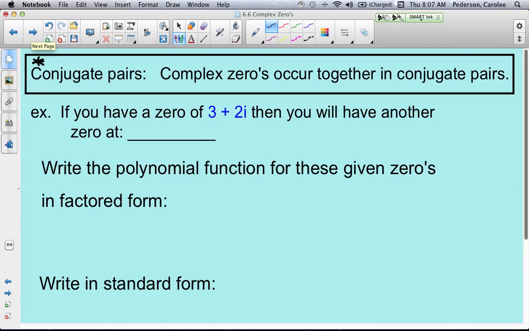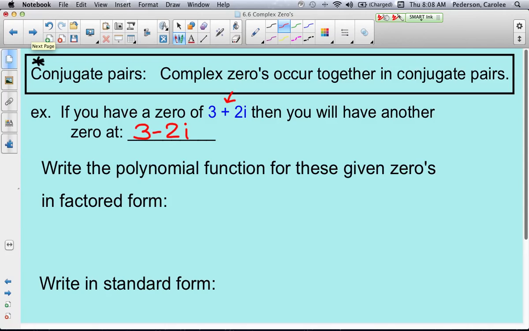When you have complex zeros, again, they occur in pairs. So here's our question. You are given a 0 at 3 plus 2i. Where will you have another 0? And it's blank there. See if you can answer that question. Where will be the other 0 in the function? Well, we're going to have a 0 at the conjugate, so we look at that symbol in front of the i term. So we will have a complex 0 at 3 minus 2i.